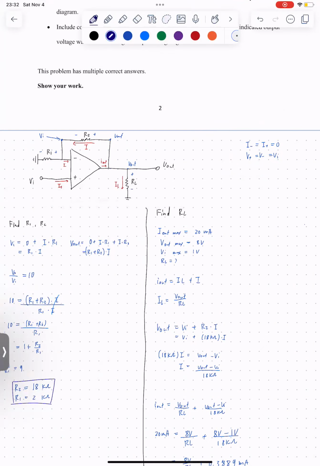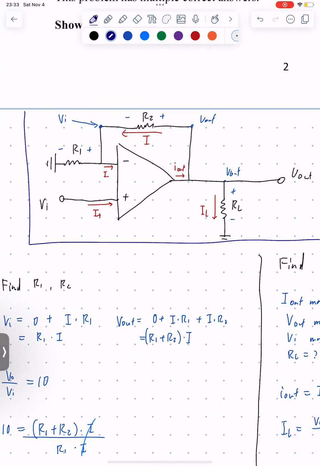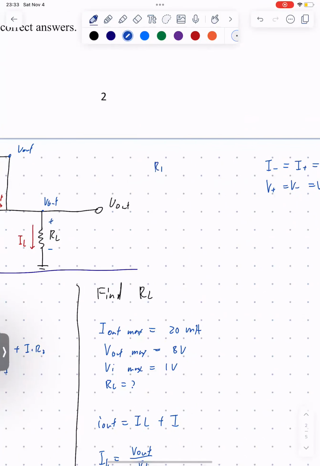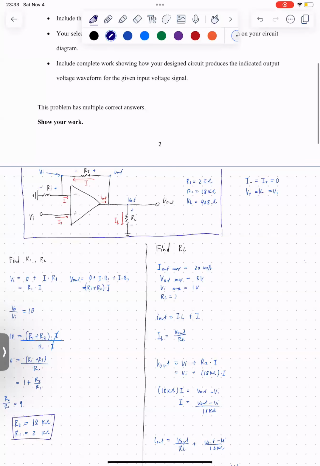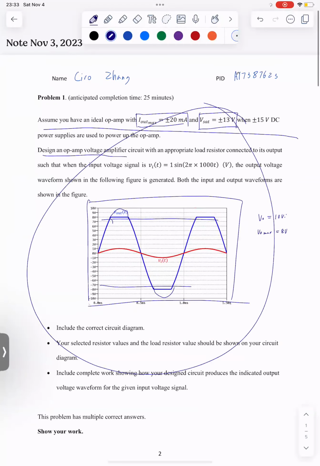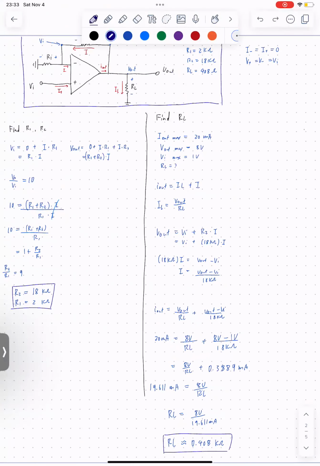So now let's rewrite everything so that we have our answer. Let's circle this. We know that R1 equals 2 kilo ohms, R2 equals 18 kilo ohms, and RL equals, let me check, 408 ohms. With this design, it will create this graph if we set up VI to be equal to this function. So that's question 1 done.